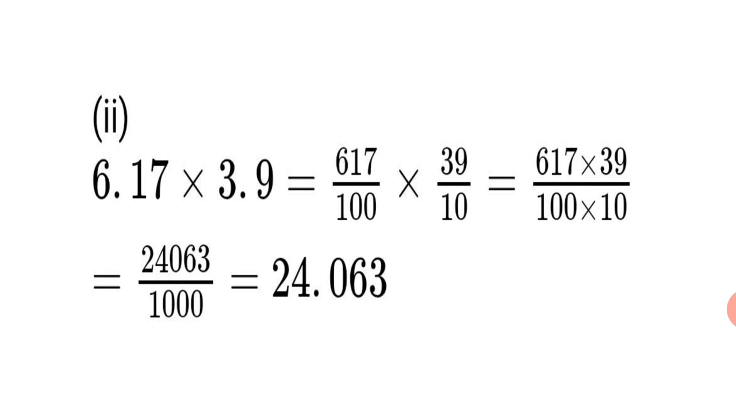Is equal to, now just place the point, count the number of zeros and count the number of digits from right in numerator and place a point. So final answer is 24.063.